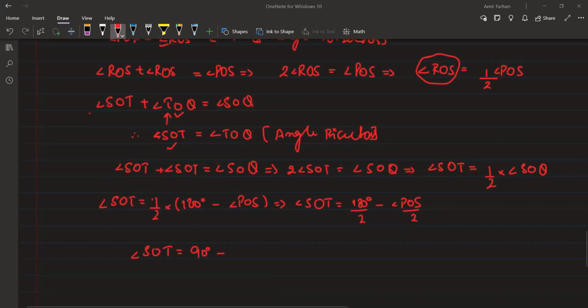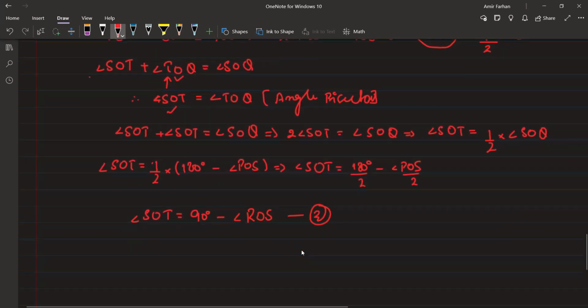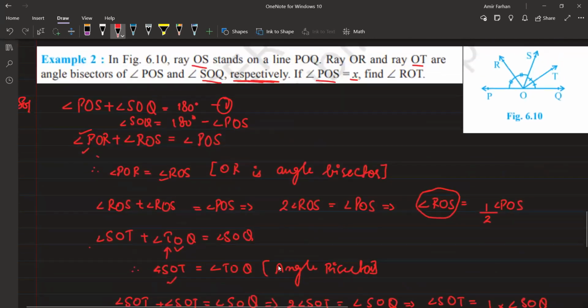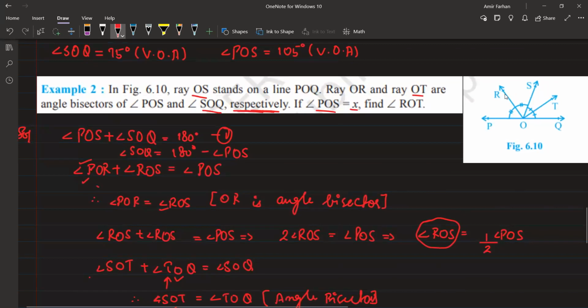So it is ROS. So this is our equation 3. Clear? So Simrat and Abdul, tell me one thing. What we need to find is the value of ROT, right? Yes. We need to find the value of ROT, this angle plus this angle. Yes or no?